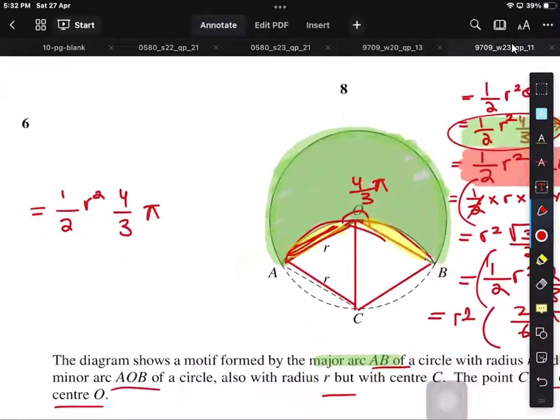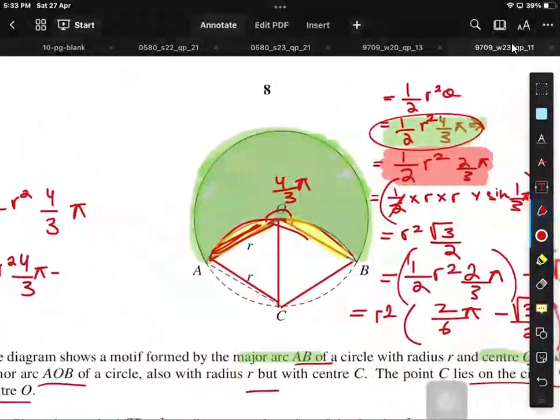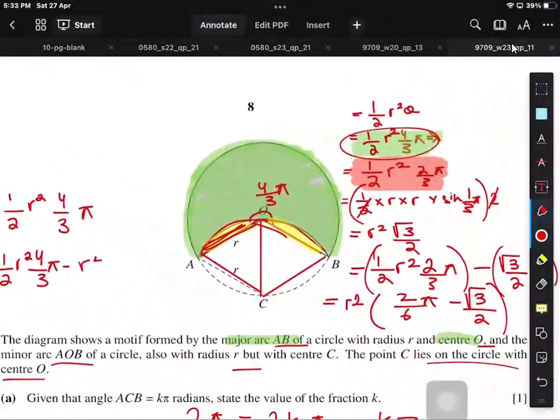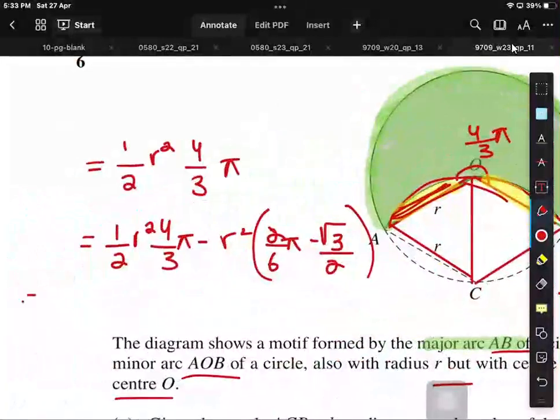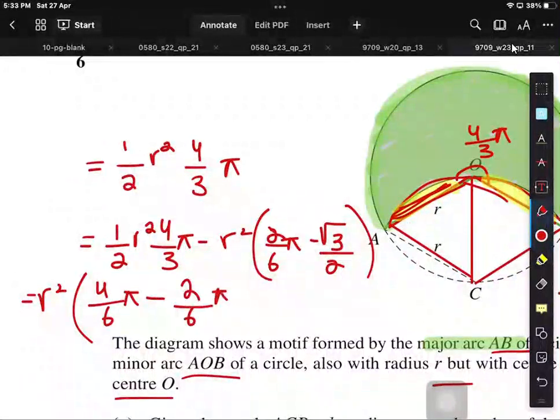So I have the whole area of the sector as half R squared 4 over 3 pi. And then from it, I can subtract this area which we calculated, which is R squared and then inside the bracket, we have these. Okay, let's simplify it. So let's take R squared common, then 4 over 6 pi minus 2 over 6 pi, and then plus under root 3 over 2.